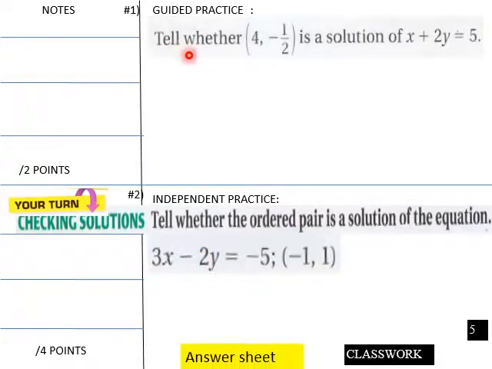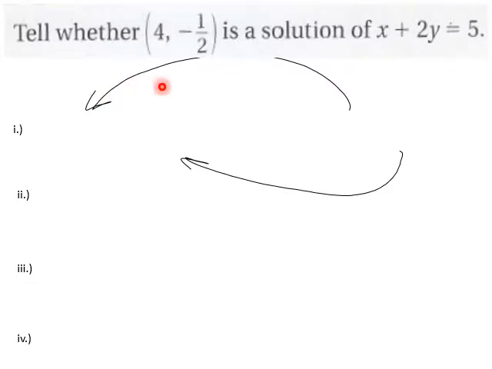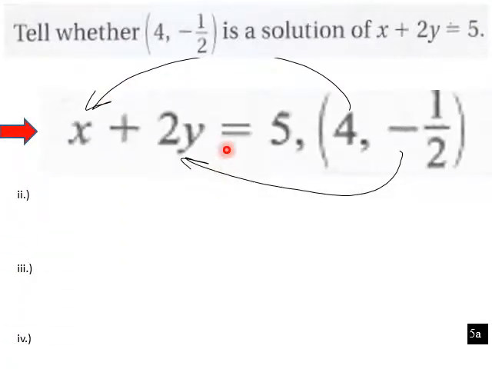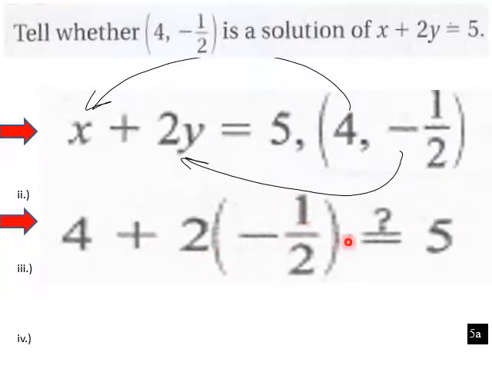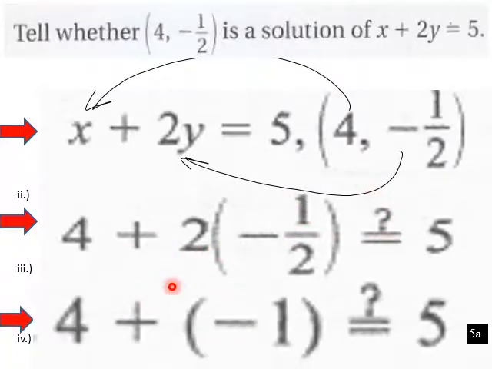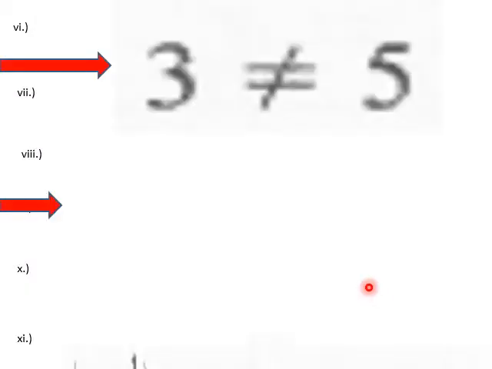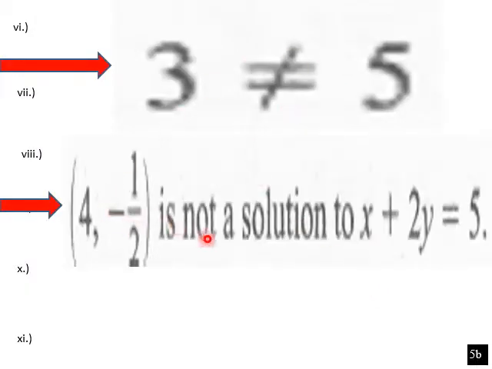Okay, I got it practiced. Students, this is yours. Tell whether the ordered pair is a solution of the equation. We're going to do this one: is (4, -1/2) a solution for 2x plus 2y equals 5? So we're going to plug in 4 and -1/2: 4 goes here, -1/2 goes here. 4 plus 2 times -1/2. Does that equal 5? 4 plus -1 is 3. Does not equal 5. (4, -1/2) is not a solution to 2x plus 2y equals 5.